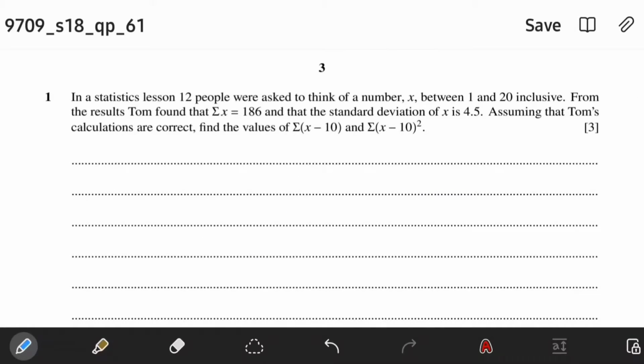In a statistics lesson, 12 people were asked to think of a number x between 1 and 2 inclusive. From the results, Tom found that the standard deviation of x is 4.5. Assuming that Tom's calculations are correct, find the values of summation x minus 10 and summation x minus 10 squared.